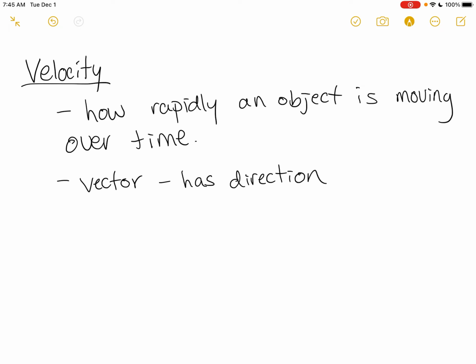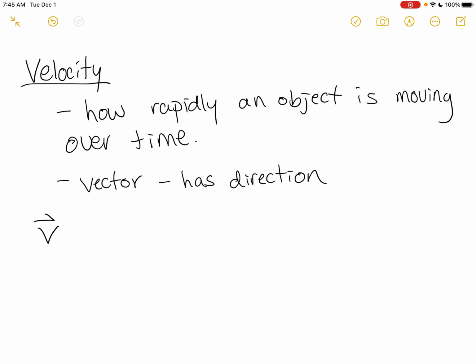Just like displacement was a vector that had direction, velocity is also a vector that will have direction. The symbol for velocity is a V with our vector arrow over top. That's how we know that velocity is a vector. We have the vector arrow over top of the V, which stands for velocity.